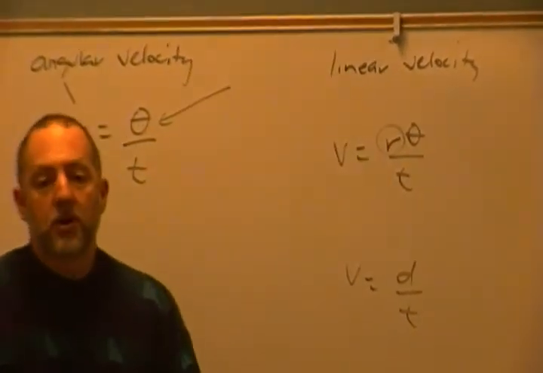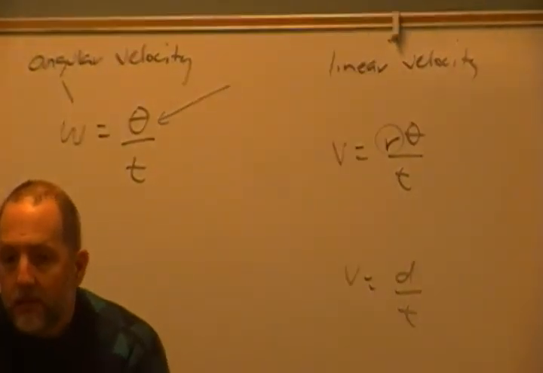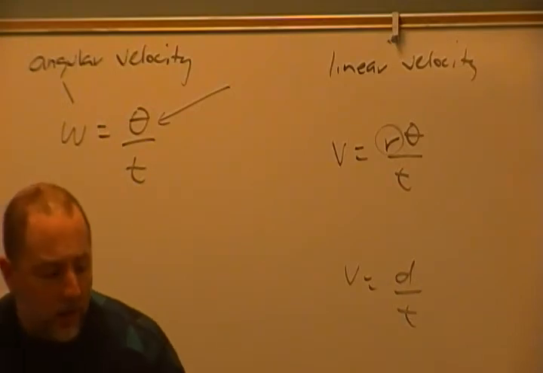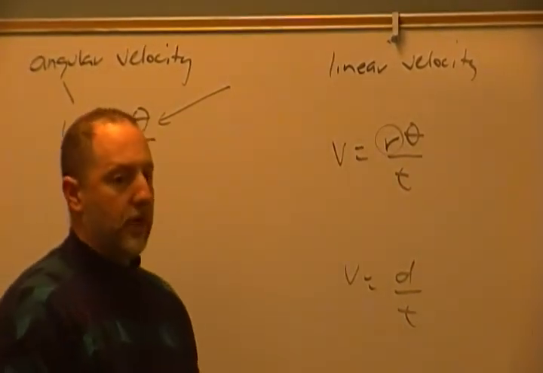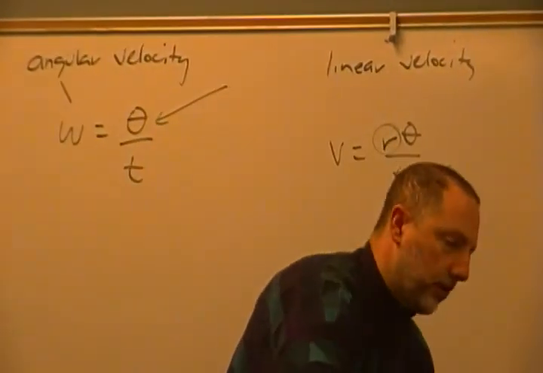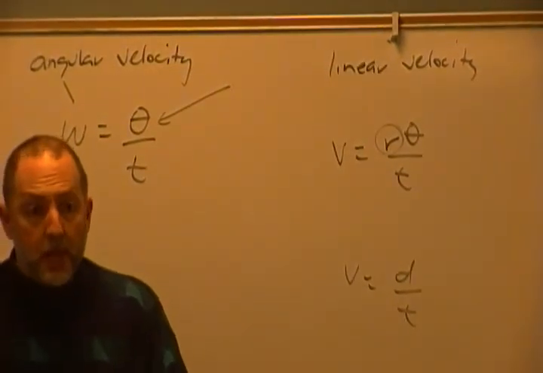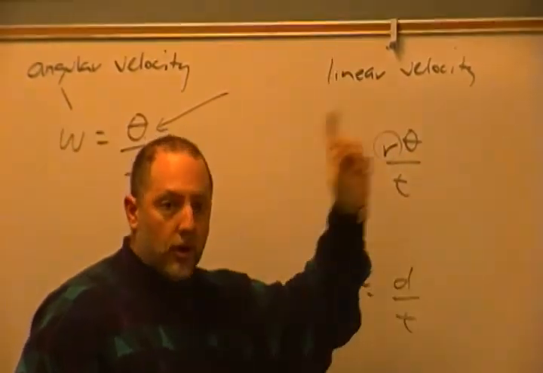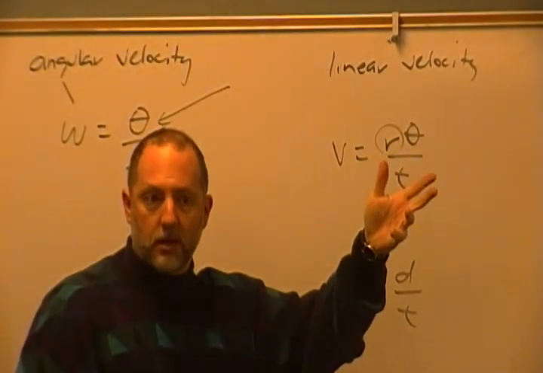Now that makes sense because go back and think about the ball example we had. If I tell you that I have a little ball and a big ball, and the little ball makes 1 revolution per second, and the big ball makes 1 revolution per second, which one goes further? The big ball. Why? Because it has a bigger arc length all the way around the ball. It has a bigger circumference, right?